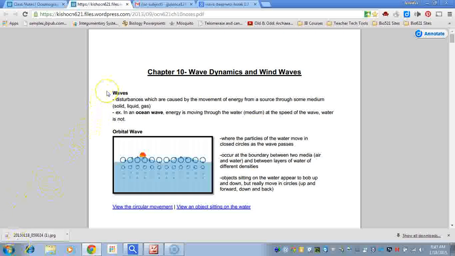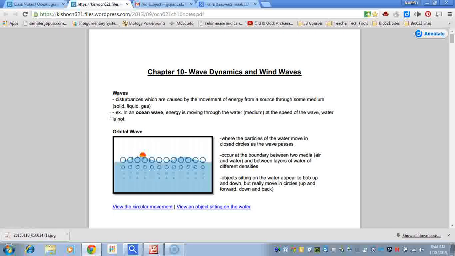So waves are disturbances which are caused by movement of energy from a source through some medium. And there's different kinds of waves. So there's light waves, there's mechanical waves, there's different types of waves. And you've probably learned about a lot of waves if you took physics. Here we're talking about ocean waves. And ocean waves are a type of mechanical wave in which energy is moving through water. Water is the medium.